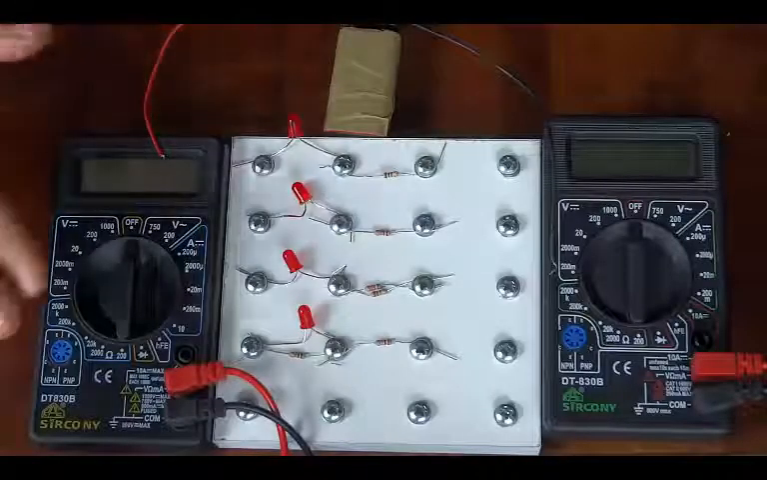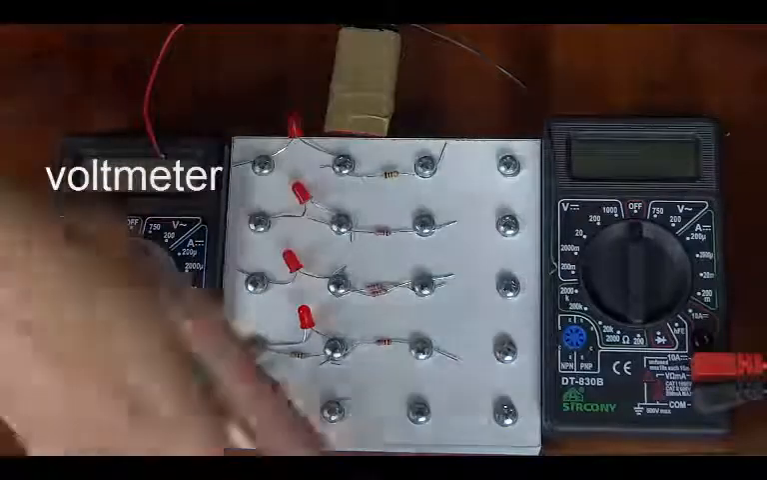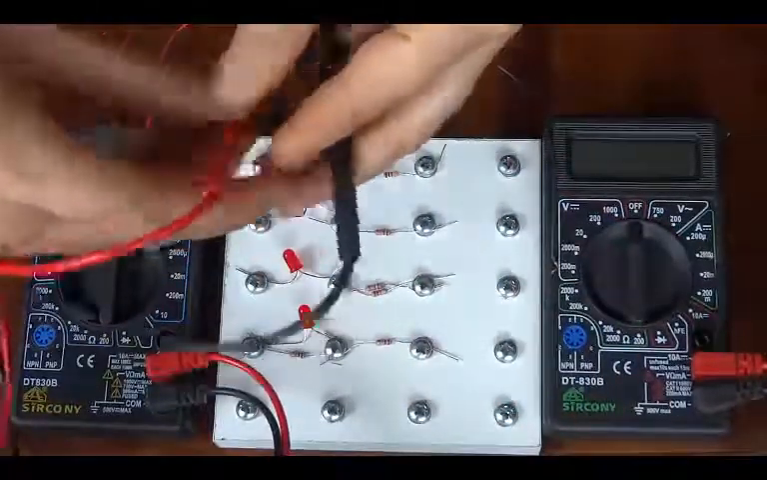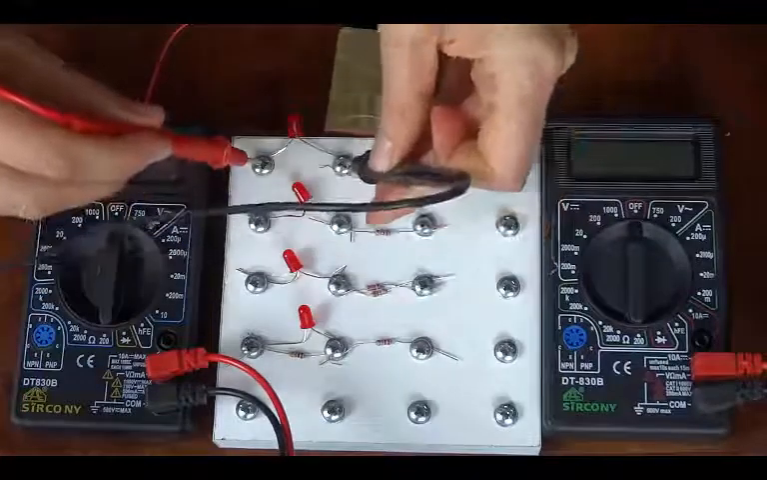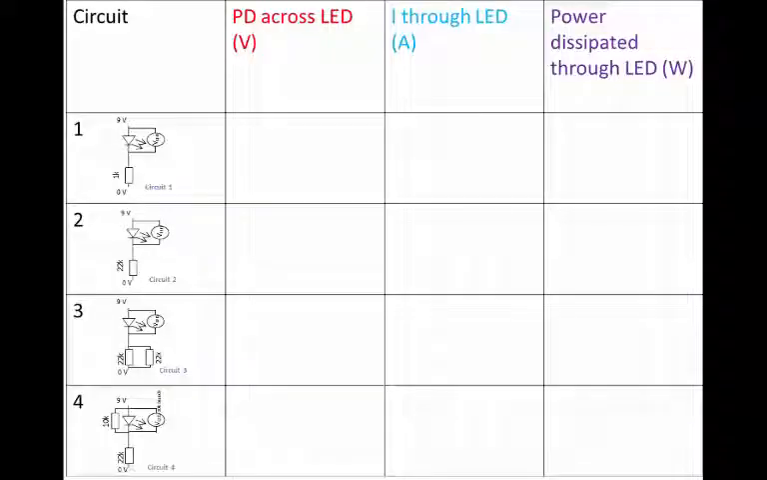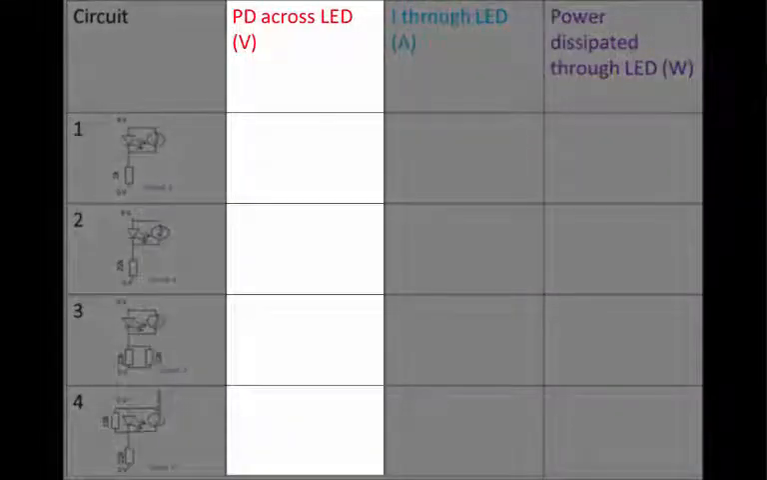So we are going to use this multimeter as a voltmeter, and we're going to connect the circuits so that the LEDs shine. And then we need to measure the voltage across each of the LEDs. And that information we're going to write in this column over here.